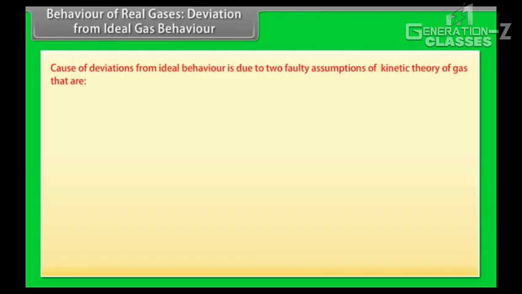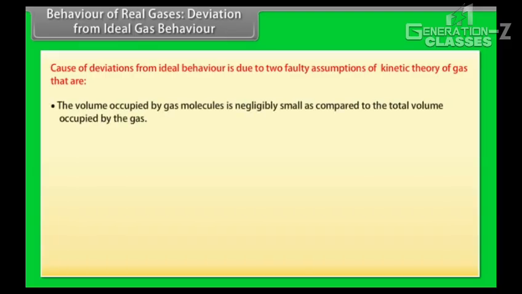The cause of deviations from ideal behavior is two faulty assumptions of kinetic theory of gas, that are: the volume occupied by gas molecules is negligibly small as compared to the total volume occupied by the gas, and the forces of attraction between gas molecules are negligible.